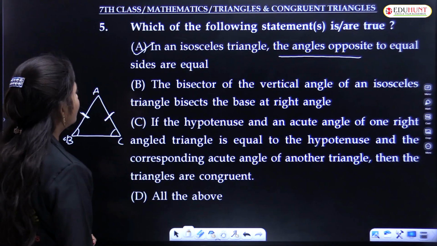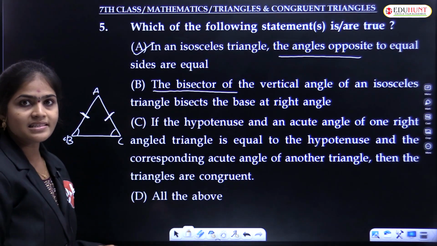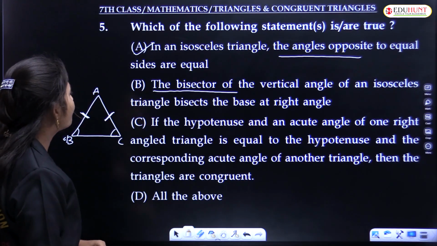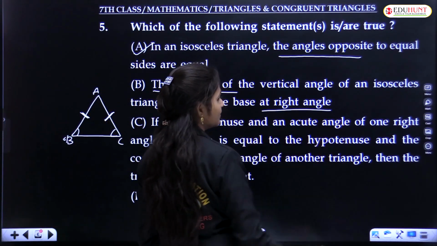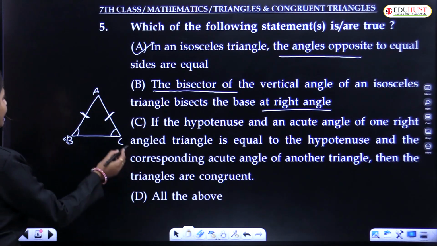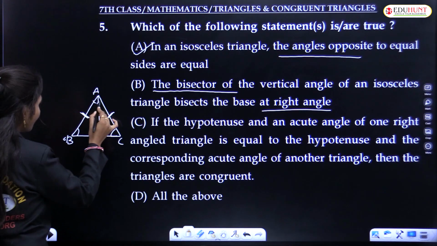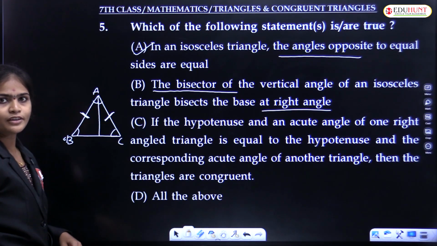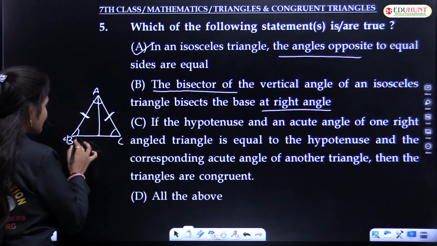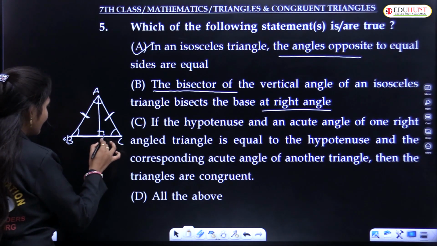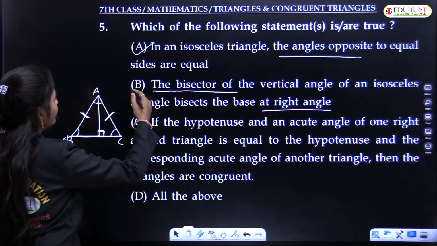Come to that second option: the bisector of the vertical angle of an isosceles triangle bisects the base at right angle. Angular bisector means it divides that angle into two equal parts. So here it divides that angle, and it bisects the base at 90 degrees. Yes or no? Okay, so that is also satisfying here.